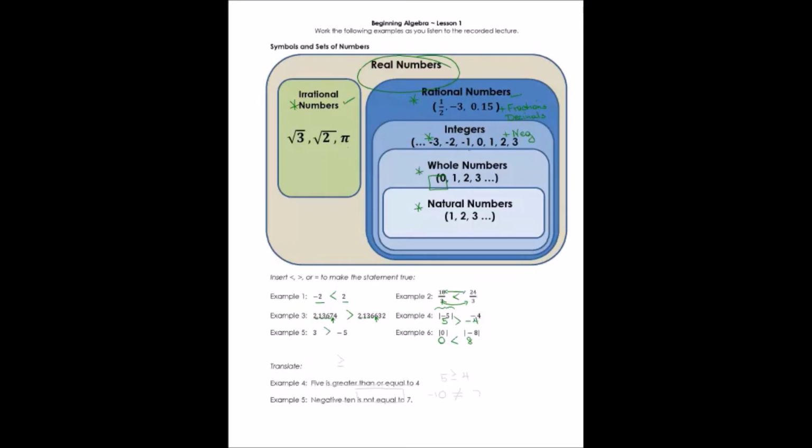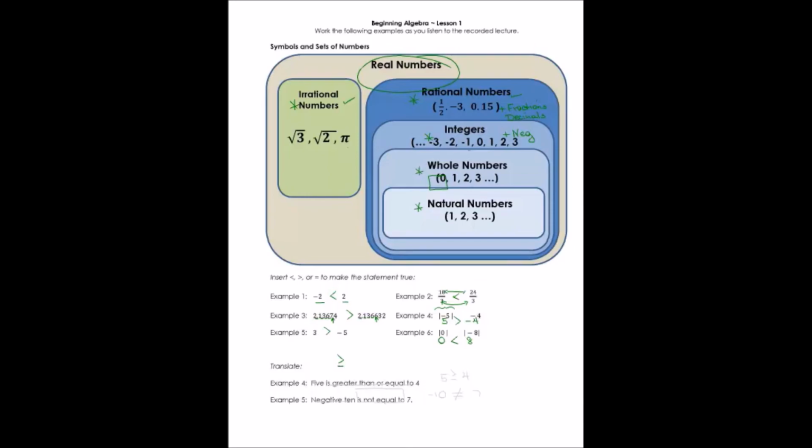Now, example 4, they want us to translate these. How would you write 5 is greater than or equal to 4? Now, we've used the greater than sign, less than sign, but a greater than sign with an equal under it is written greater than or equal to, like this. We just add a line under the greater than to make greater than or equal to.